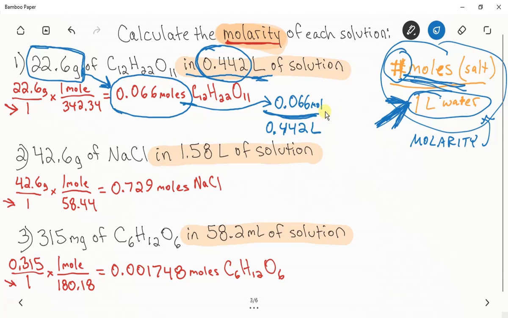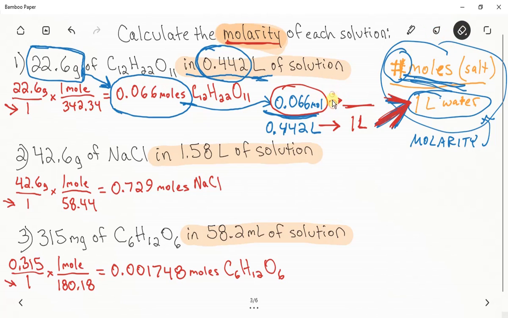Well, we need to find out how many moles we are going to have if this 0.442 liters was actually 1 liter. Because remember, molarity is all about 1 liter on the bottom of the fraction bar, and then the number of moles on top. So in order to get the molarity, we have to change this 0.442 liters into 1 liter. So how do we do that?